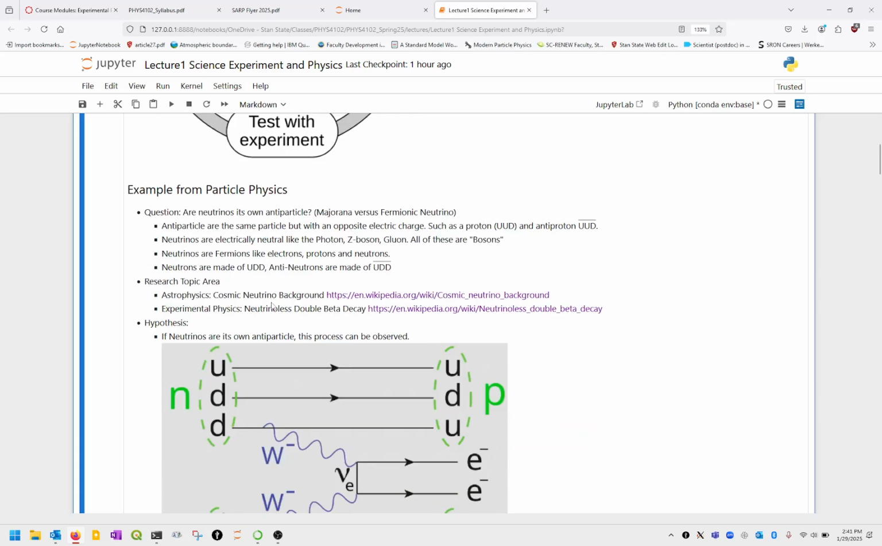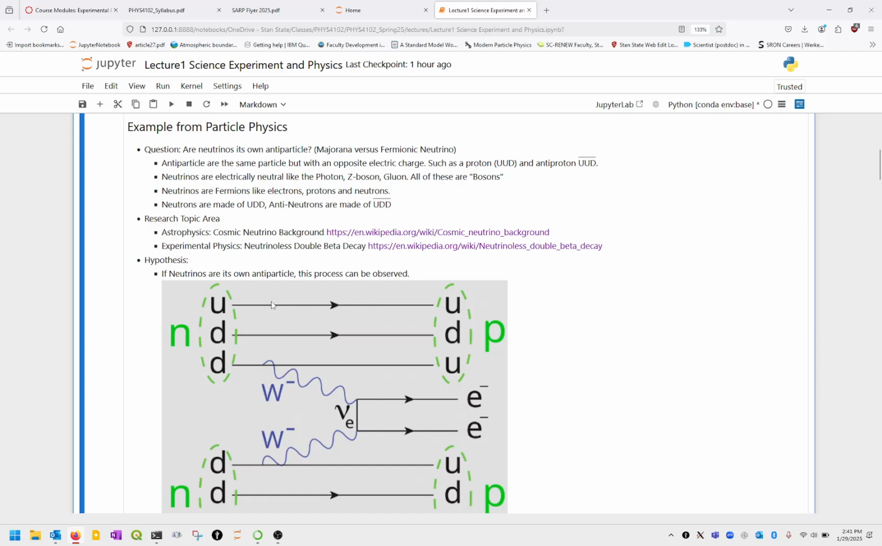The best way for me to learn stuff is from examples, okay? And these lecture notes will be posted or already posted on Canvas, by the way, so you don't have to jot everything down. But for example, in particle physics, which is one of the fields I'm in, maybe one of the questions is: is the neutrino its own antiparticle? If you don't know what a neutrino is, don't worry about it. It's just a question, right?